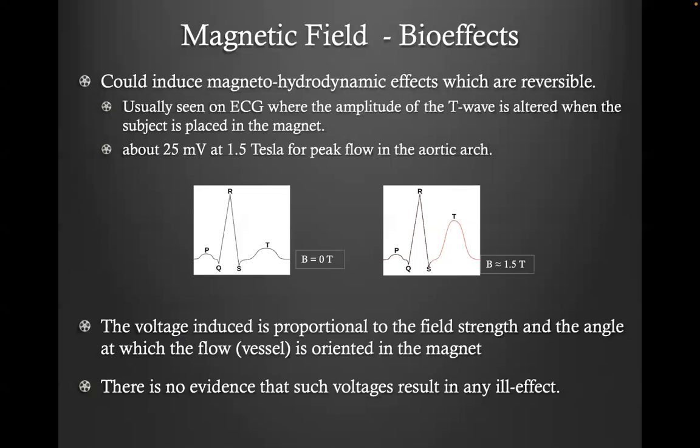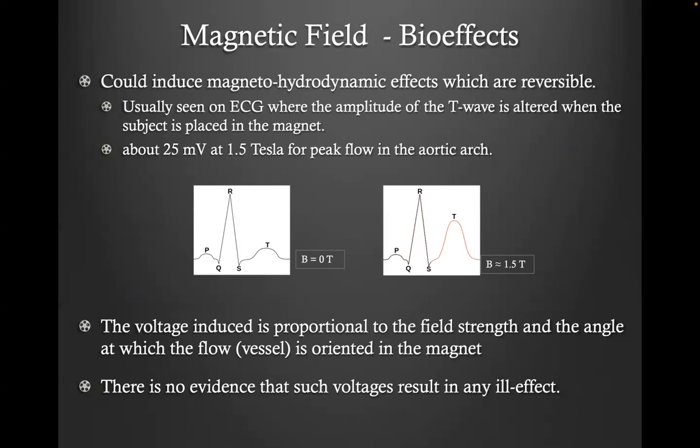So for the effect of this main magnetic field, it could induce magneto-hydrodynamic effects, which are actually reversible. Namely, if a person walks into the MRI and starts to see the magnetic field, it could potentially increase the T wave in your ECG. And it's not much. It's 25 millivolts at 1.5 Tesla for peak flow in the aortic arch. And that is inside the scanner.